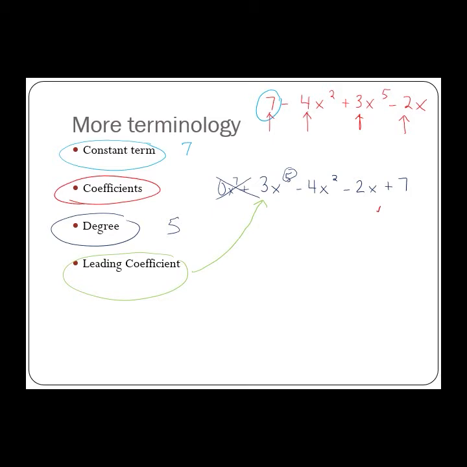Notice that some powers aren't here. So this is the same as 3x to the 5th plus 0x to the 4th plus 0x cubed minus 4x squared minus 2x plus 7. So there might be some of the terms that you would expect to be there that aren't there, but that's because they have a 0 coefficient.